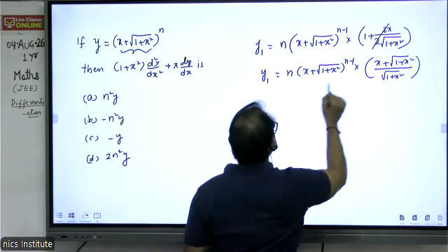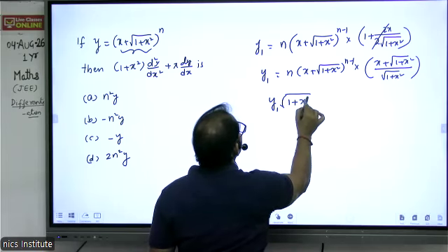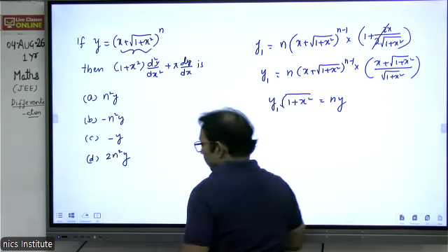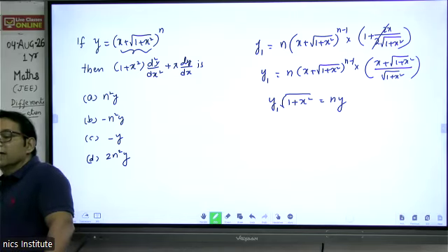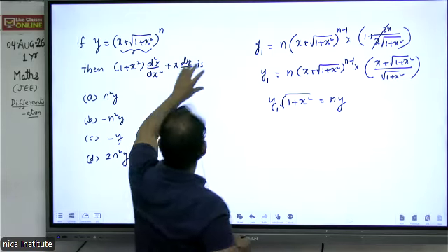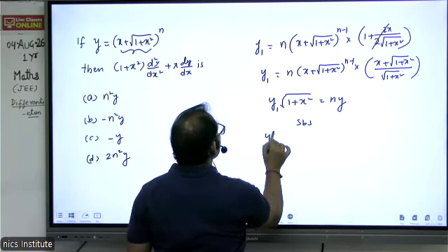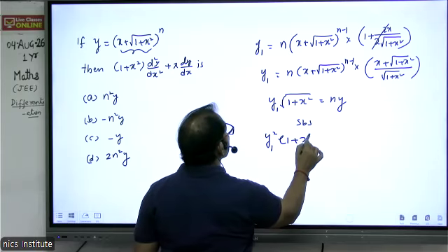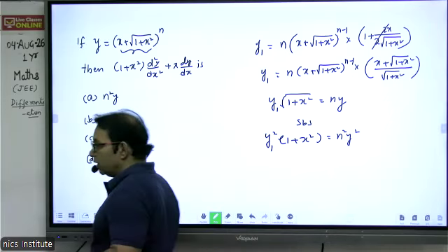This term and this term will be multiplied. So you get y1 root, I bring on the left side, and this is ny. Is it okay with everyone? Ragini, Emma, is it fine? Now see the answer and the term which you want to find out. This term does not contain root. This term does not have a root of 1 plus x square, so I'm squaring both the sides. Squaring both the sides. And now you differentiate and then you get your answer.